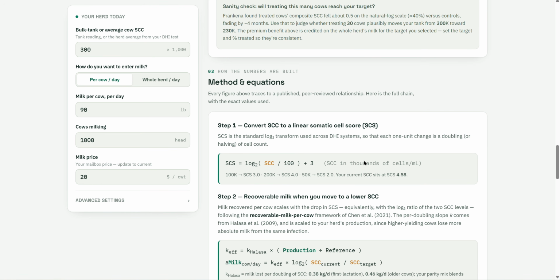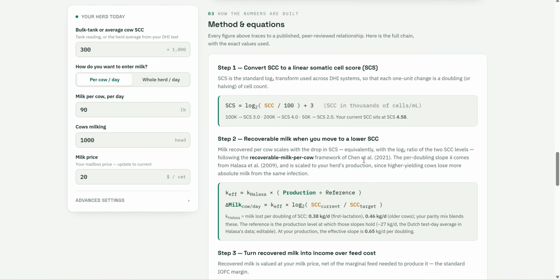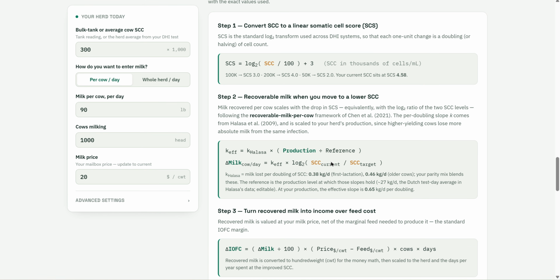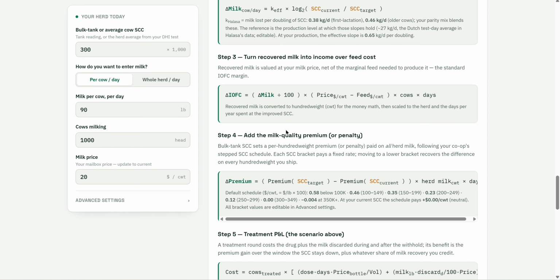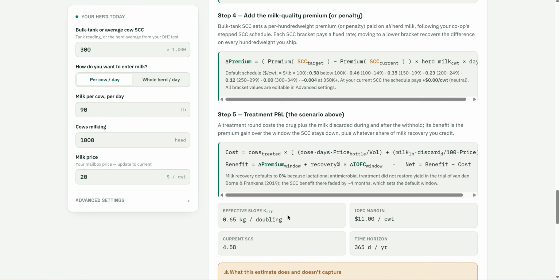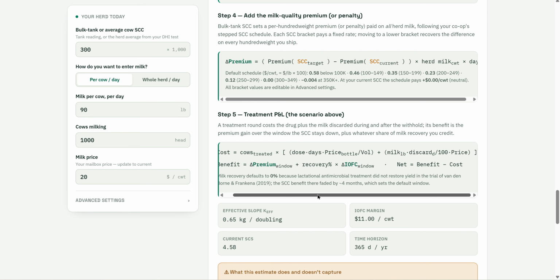Section 3 documents the method. It presents the full calculation chain in 5 steps, with the equations and the exact values used. Step 1 converts SCC to the linear somatic cell score. Step 2 calculates recoverable milk per cow when moving to a lower SCC, scaling the published slope to your herd's production level. Step 3 converts that milk to income over feed cost. Step 4 adds the milk quality premium or penalty from the stepped SCC schedule. Step 5 sets out the treatment profit and loss calculation from the previous section.